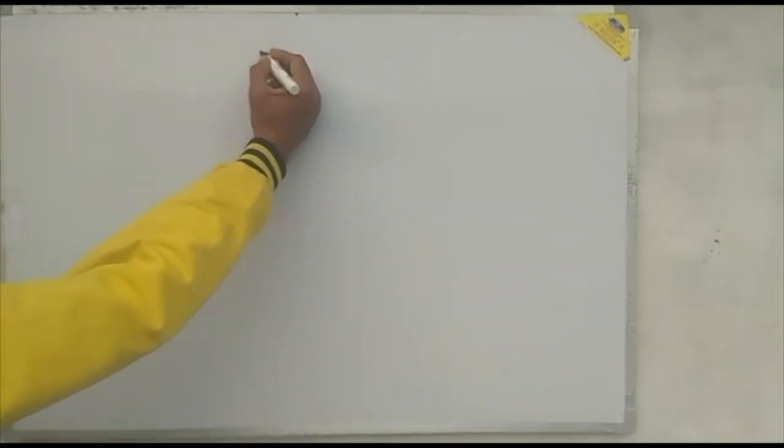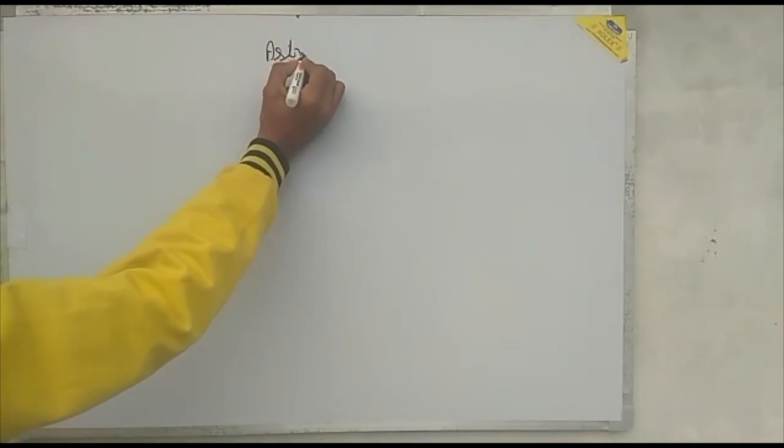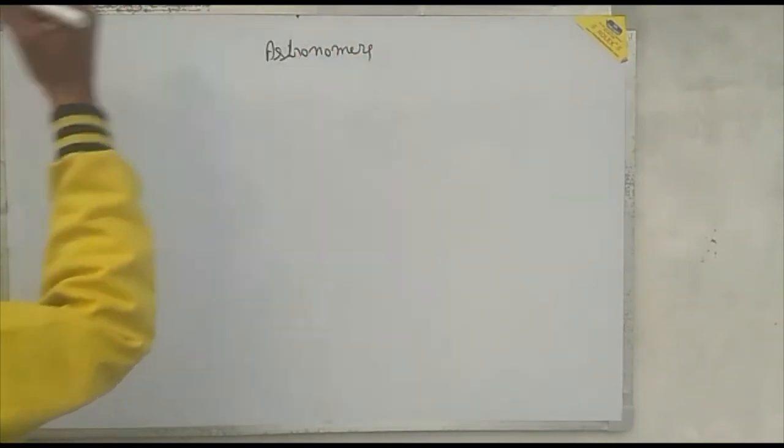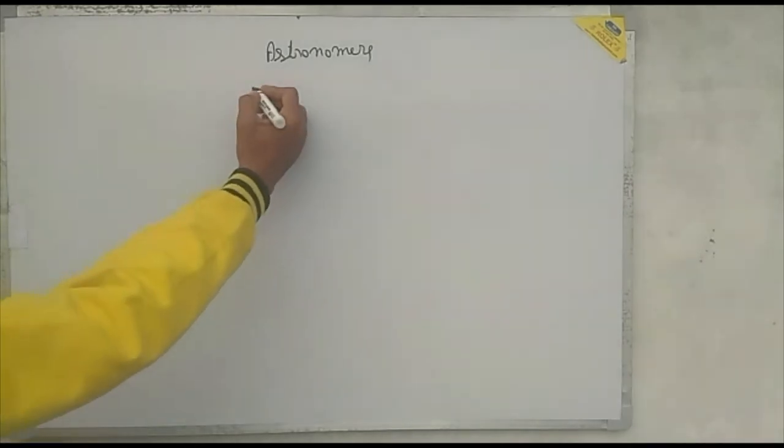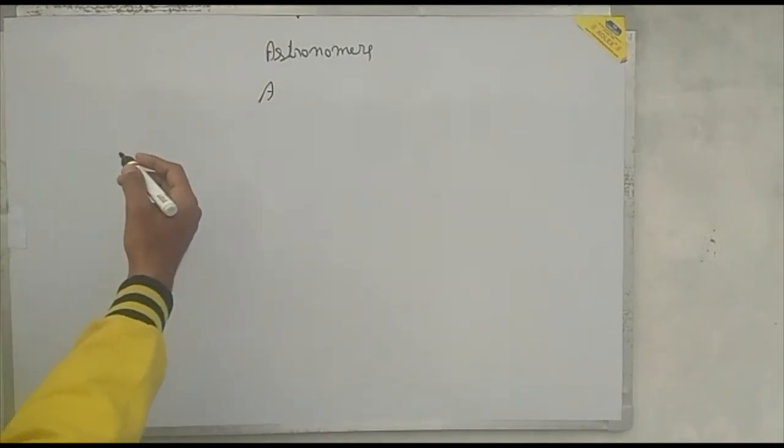Today we'll start some important things which were remaining in NCERT class 6 chapter 1. First is astronomer. Who is an astronomer? Those who study the celestial bodies and their movements are astronomers. Aryabhatta was a famous astronomer of ancient India, and you are all familiar with Aryabhatta.